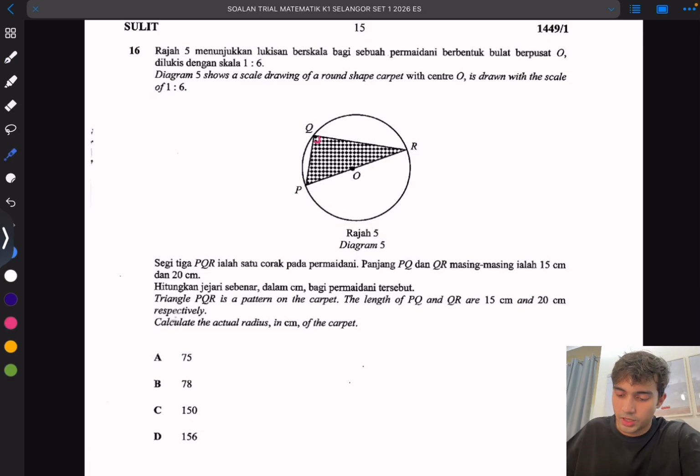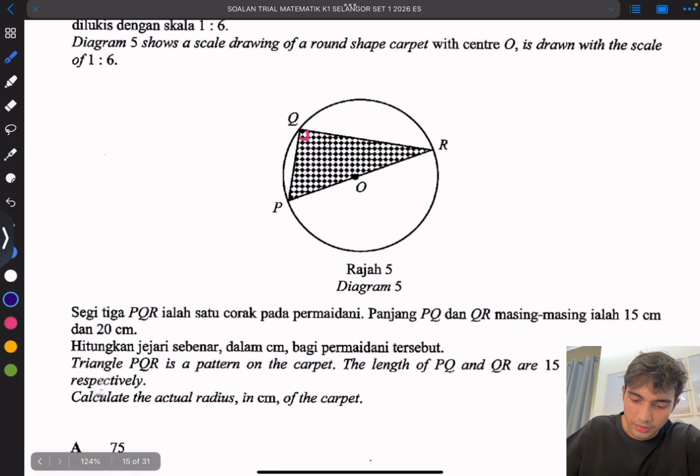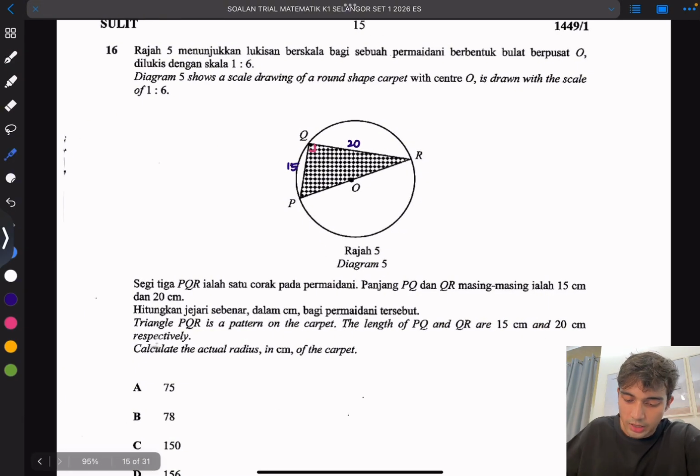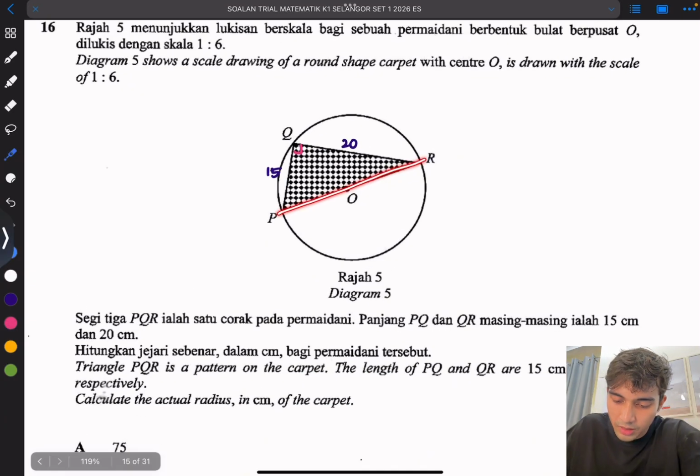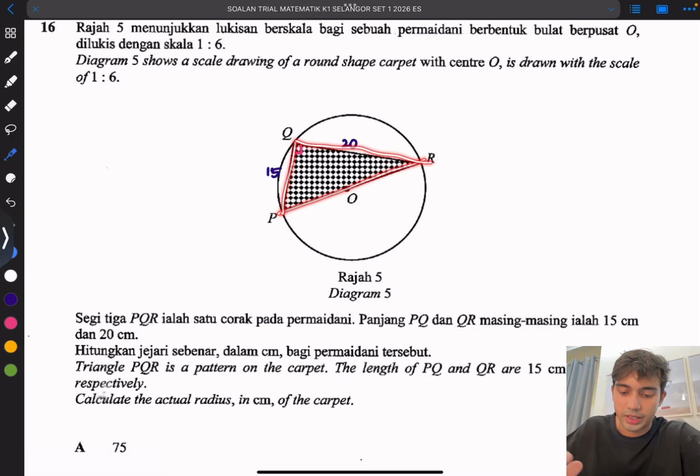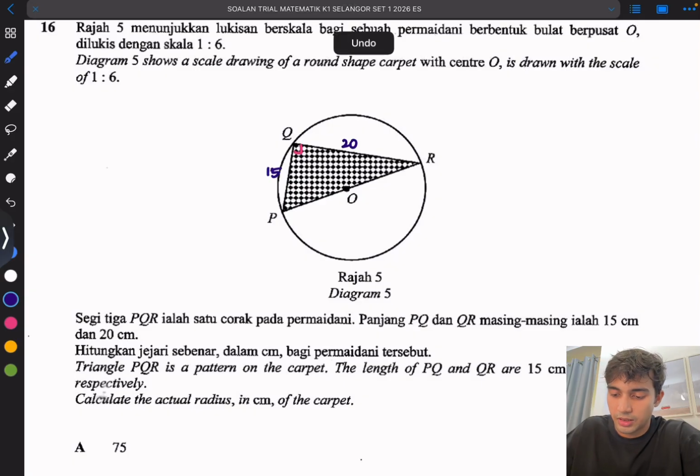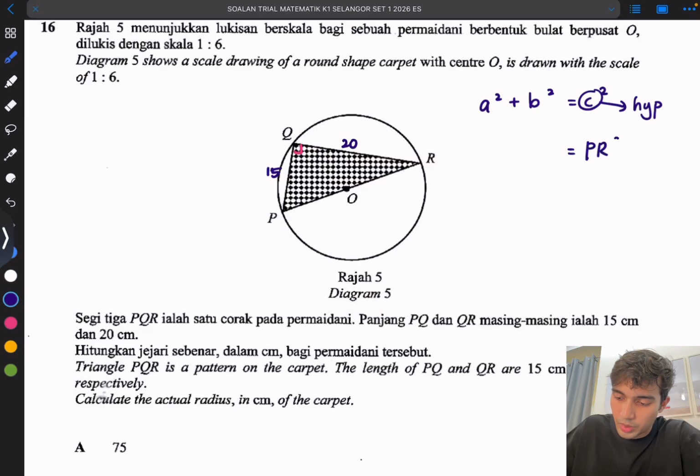They say the length of PQ is 15, and the length of QR is 20. Calculate the actual radius of the carpet. Let's find the diameter first. Since this is a right angle triangle, we can use Pythagoras theorem. PR will be the longest side, the hypotenuse. Pythagoras theorem is a square plus b square equals c square, where c is the longest side, the hypotenuse. So c in this case would be PR.